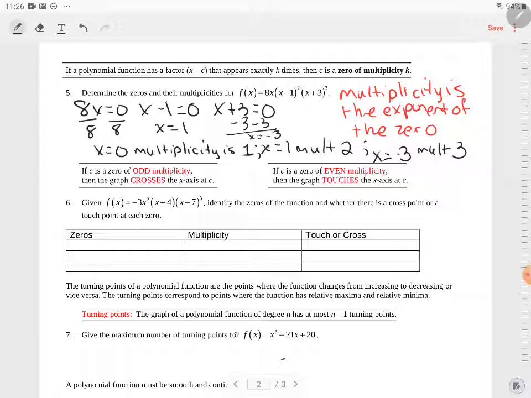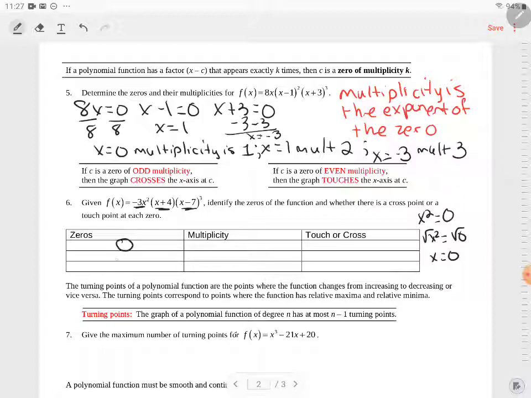Okay. Now, if the multiplicity is odd, now notice nothing about the zero, if the multiplicity is odd, it's going to cross, and if even it'll touch. So let's look at this one. If you notice, there's 1, 2, 3 x terms, so there's going to be 3 zeros. So for x squared, because it's by itself, the zero is 0. If we said x squared equal to 0, and we square root both sides, we get x equals 0. So if there's no number added or subtracted, 0 is your zero.